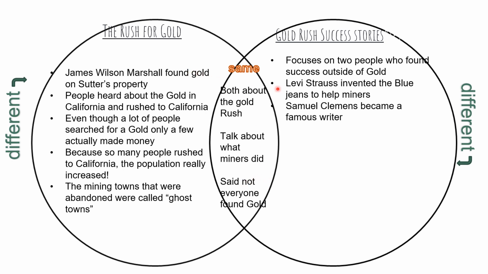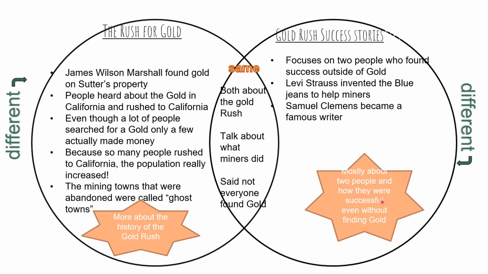So now that I remember what the two stories were about and some of the similarities, one thing that I want to do is maybe think of a controlling main idea, or my main idea, just like we do when we're writing our prompts. What do I notice all of these bullets have in common? Well, it looks to me like the rush for gold is mostly about the history of the gold rush. And gold rush success stories, when I look at what I have written down, it looks to me like the thing they have in common is that it's talking about two people and how they were successful without finding gold, even though they went to go find gold. So these are the two things that I noticed that are different.